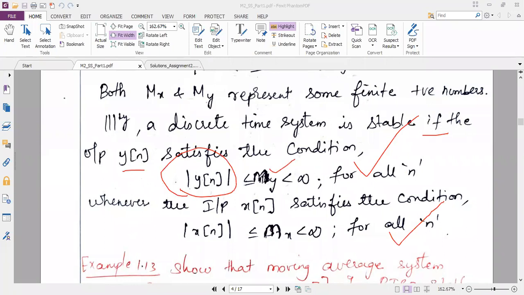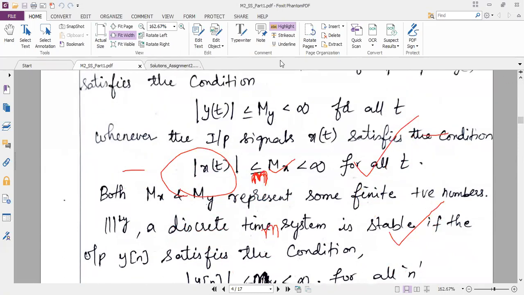See, I have shown here, in case of discrete time, you should not use capital M. That's why I have overwritten. Initially I wrote capital M, then I overwrote it like this. So this should be small m. Whereas, I will scroll the screen up, for the continuous time signal, I have expressed my M in terms of capital M.